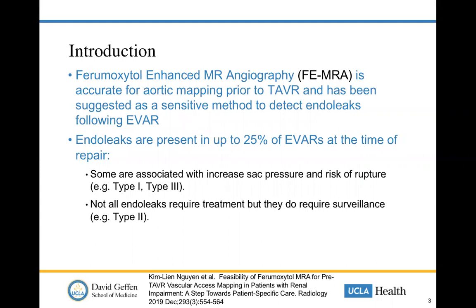Ferumoxytol enhanced MR angiography is accurate for aortic mapping prior to TAVR and has been suggested as a sensitive method to detect endoleaks following EVAR. Endoleaks are present in up to 25% of EVARs at the time of repair. Some are associated with increased sac pressure and risk of rupture, your type 1s and 3s. Not all endoleaks require treatment, however, but they do require surveillance, your type 2s.